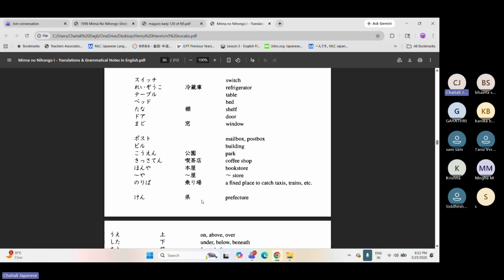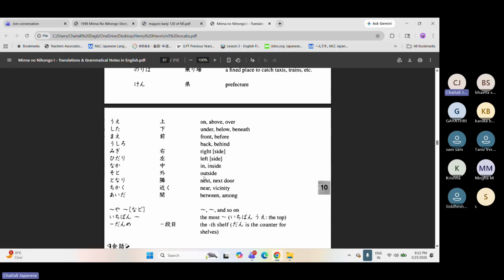Now, if you want to delve or deep dive into this topic, you can always use Google or ChatGPT. Next page. Very important vocabulary, opposites, okay? Ue, above. Shita, below. Mae, front. Ushiro, back. Migi, right. Hidari, left. Naka, in. Soto, outside. Tonari, next door. Chikaku, near, vicinity. Aida, between, among.